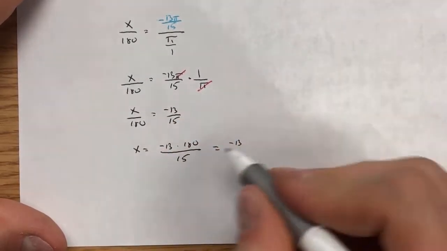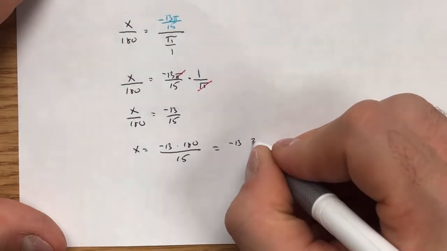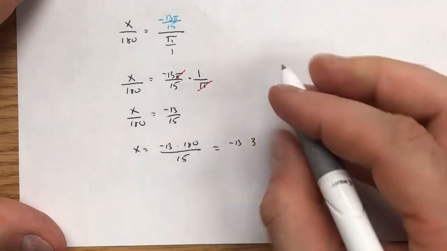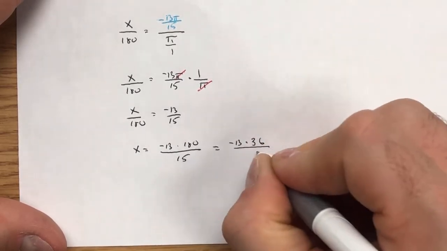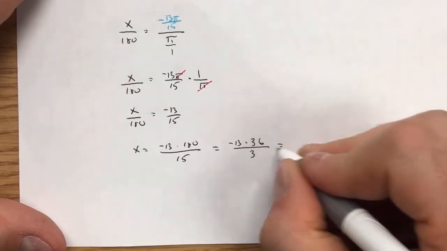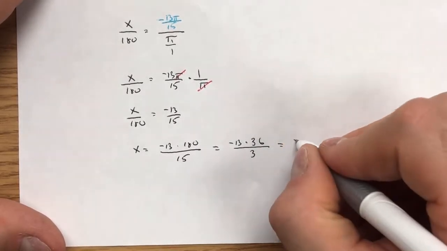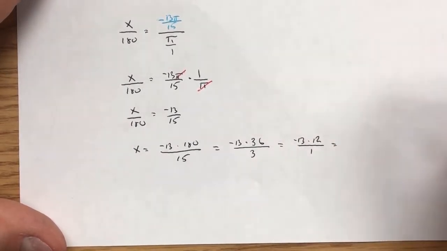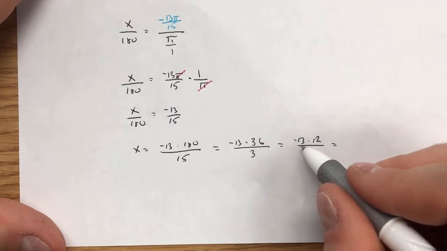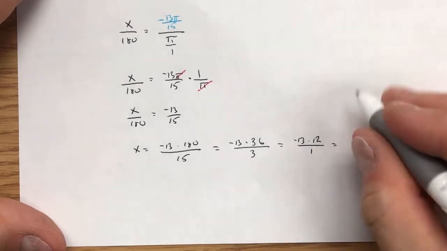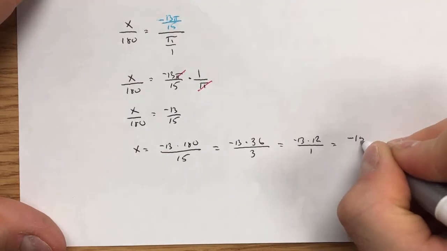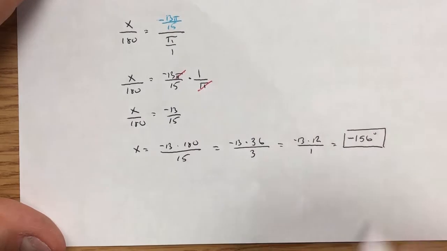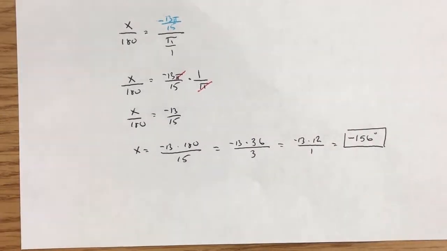So negative 13. 180 divided by 5 is going to be, let's see, 36. That divided by 5 is 3. If I reduce the 36 and the 3 by 3, I'll get negative 13 times 12 over 1. So I'm just left with negative 13 times 12, which is going to give me 144 plus another 12, negative 156 degrees. Awesome. So I have negative 156 degrees.